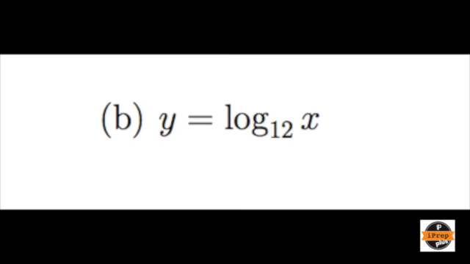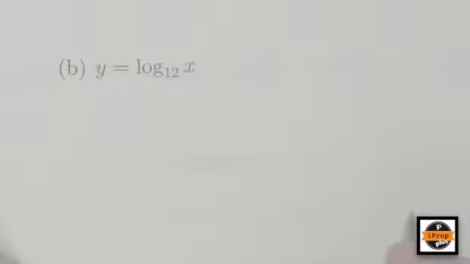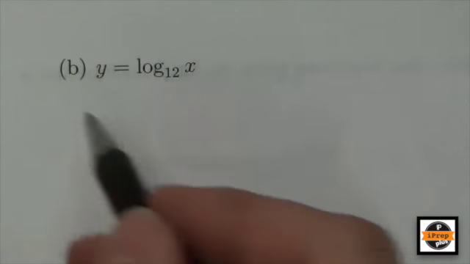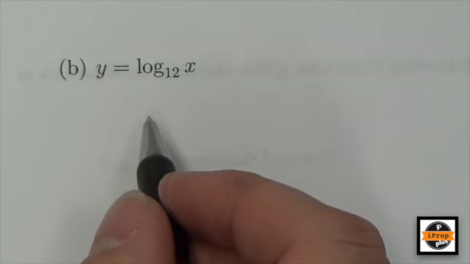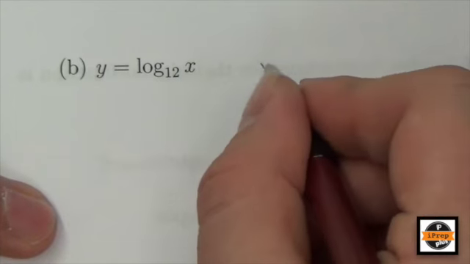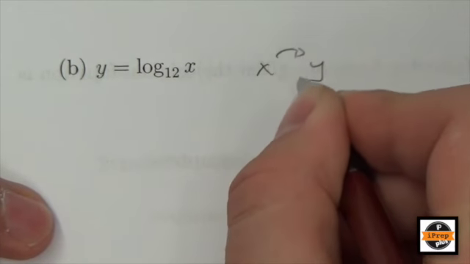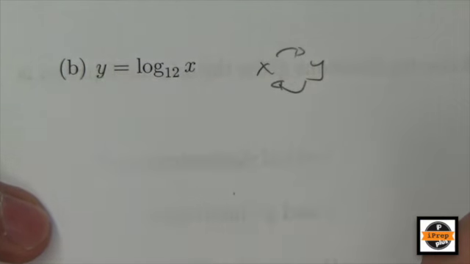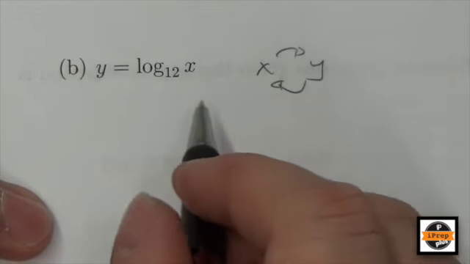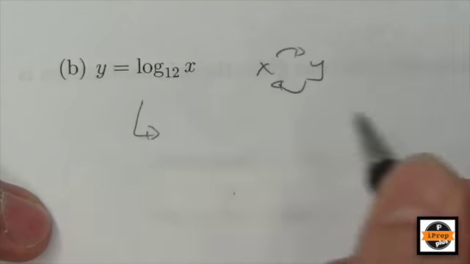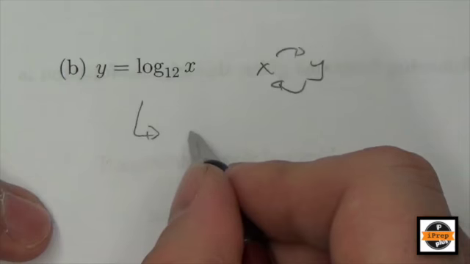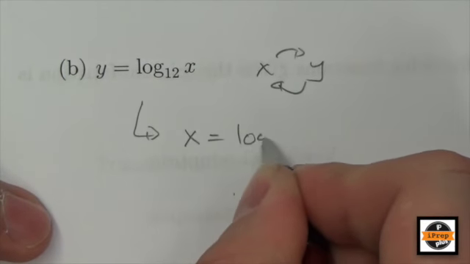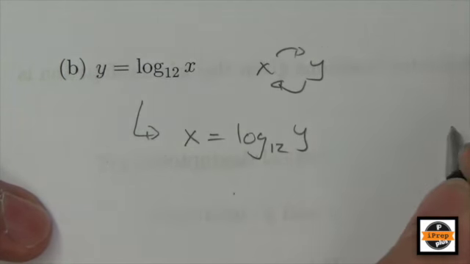Example 2b. All right. So for this question here, again, we're trying to find the inverse, but this time we're looking at a logarithmic function. Same sort of thing. What I have to do first of all is swap the independent and dependent variables. In this case, that's going to take y equals log base 12 of x and make it x equals the log base 12 of y.